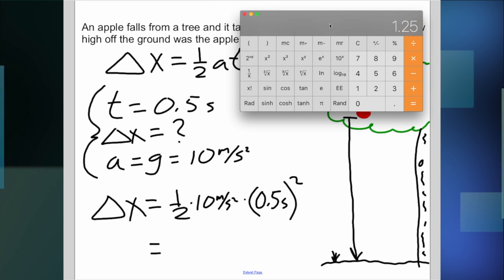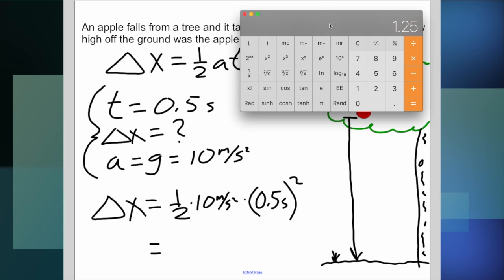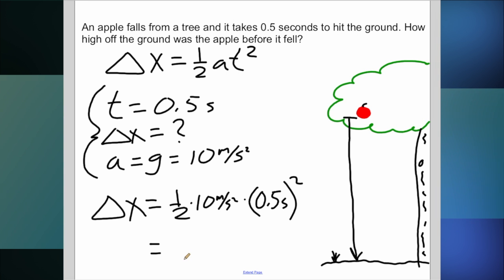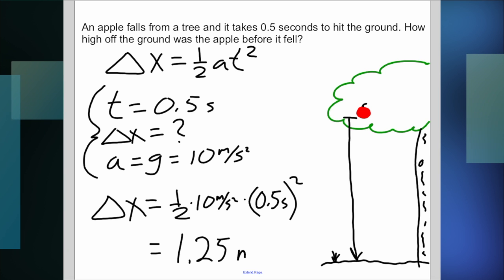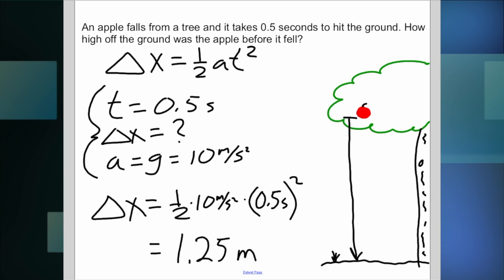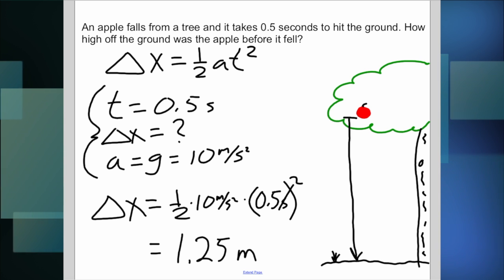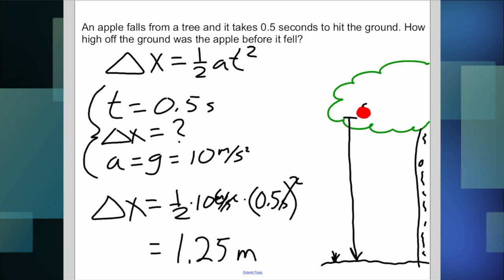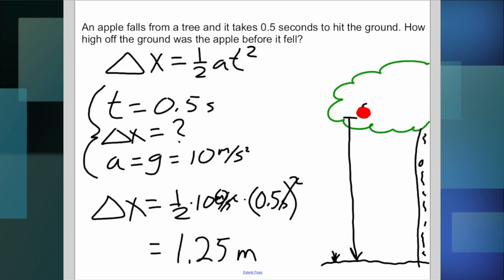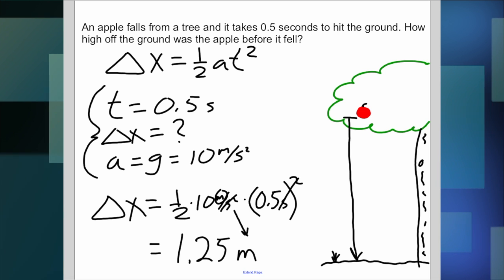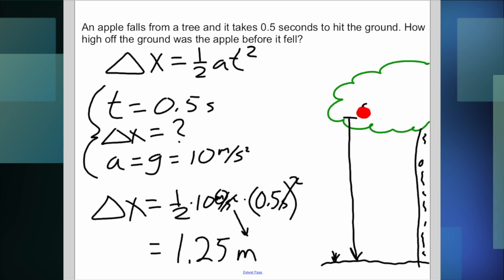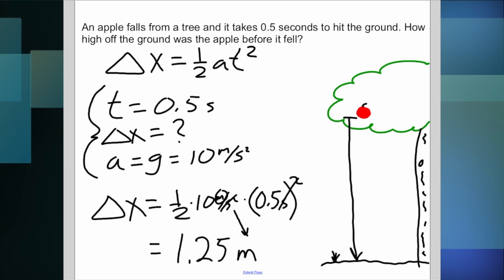If you didn't, please try it again. All right, the answer is 1.25 meters. Don't forget your units. Again, seconds squared cancel out. I'm left with meters. All right, and that's what I should be left with because I'm looking for a distance. How high?